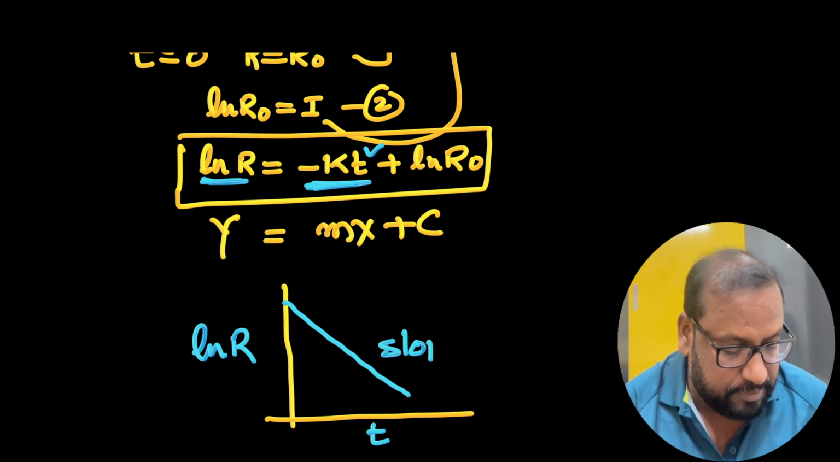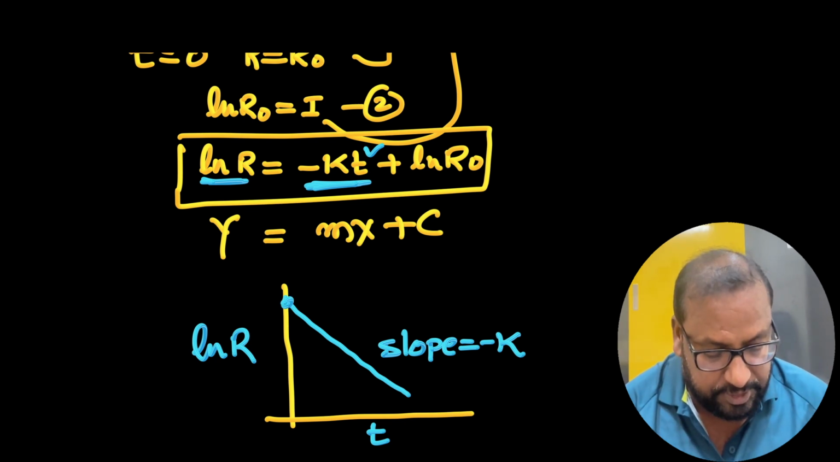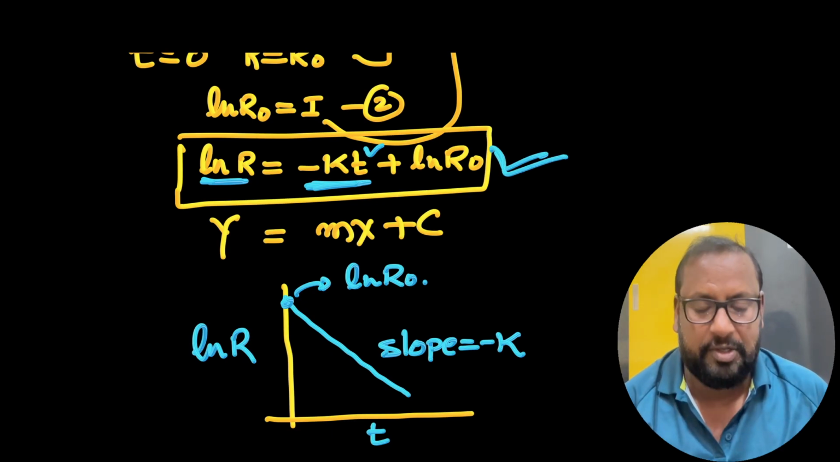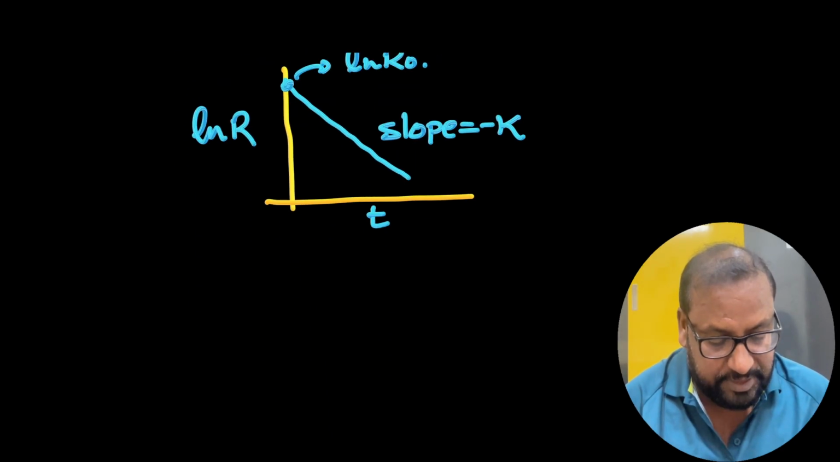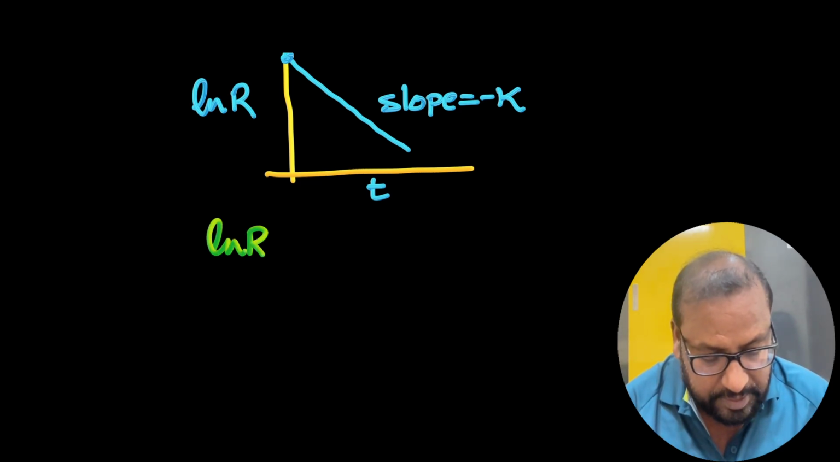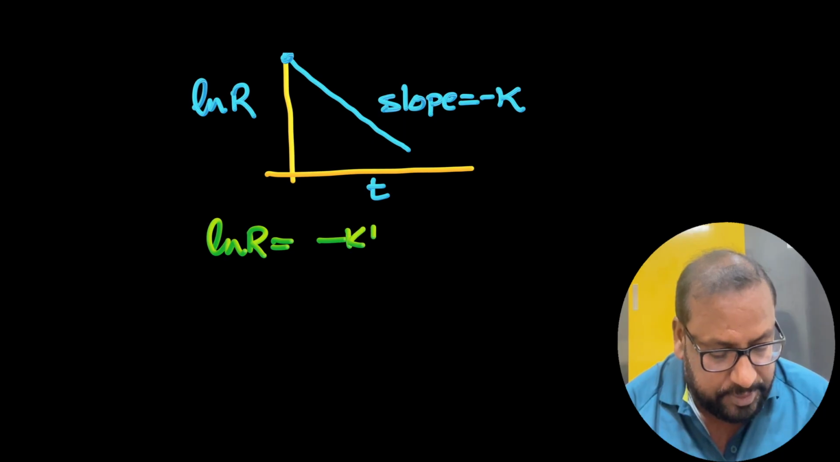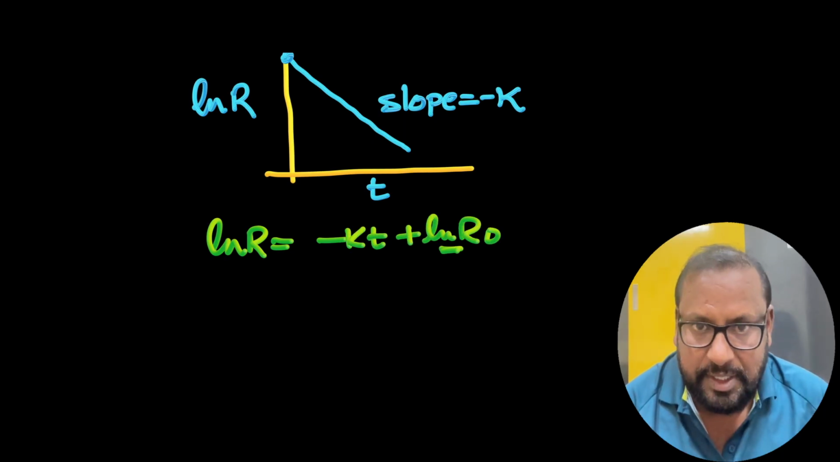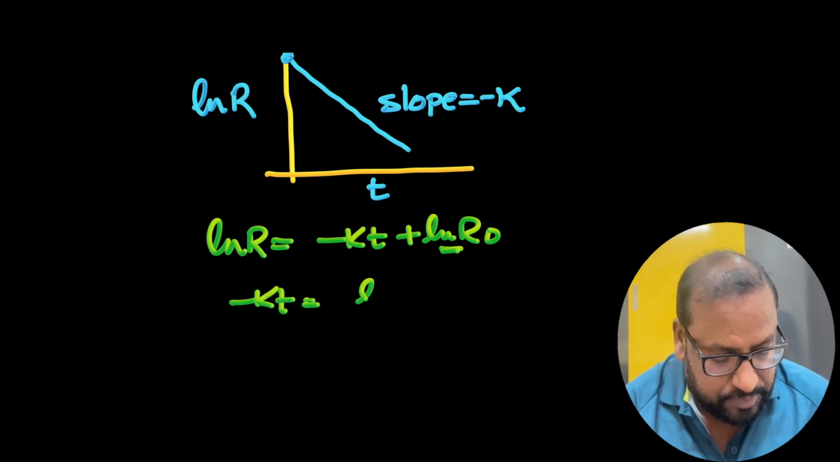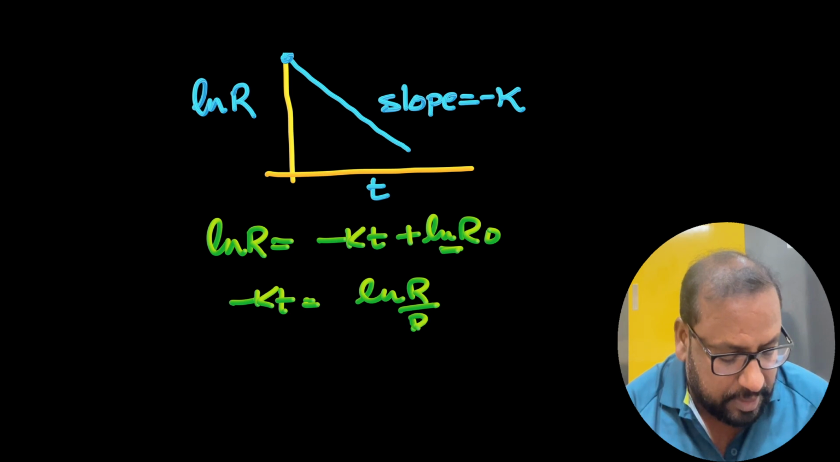So the slope is equal to minus k, and the intercept here is called ln R0. So this is the first order rate constant. Okay, so we just reorganize the equation like this: ln R equals minus kt plus ln R0. So I'll bring this to the other side: minus kt equals ln R by R0.